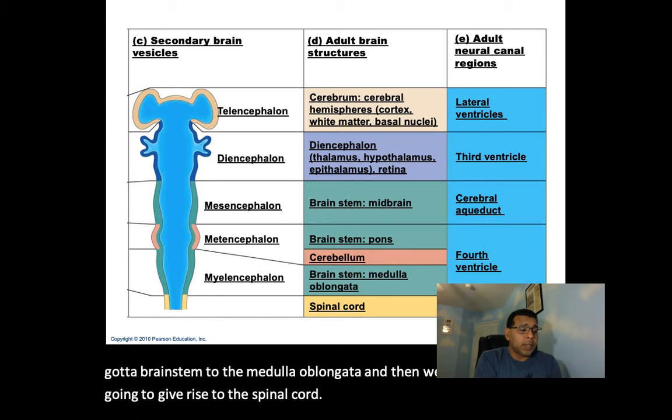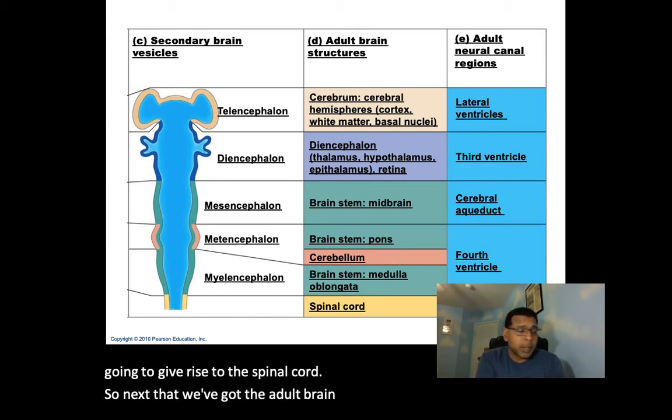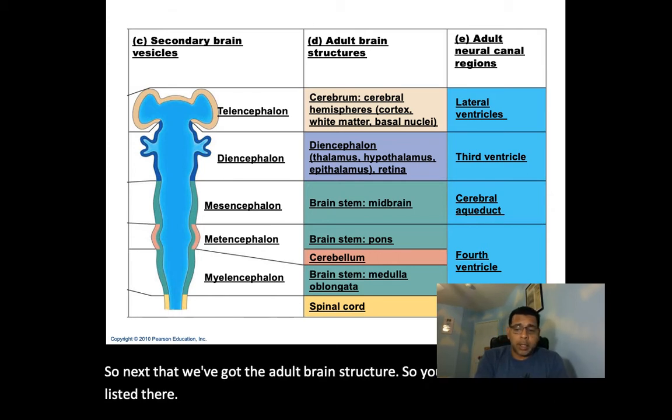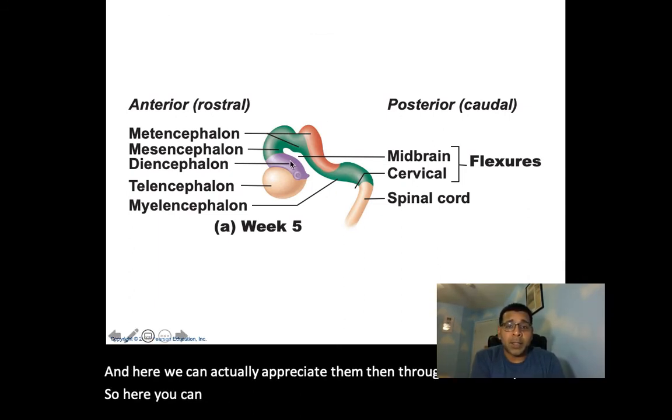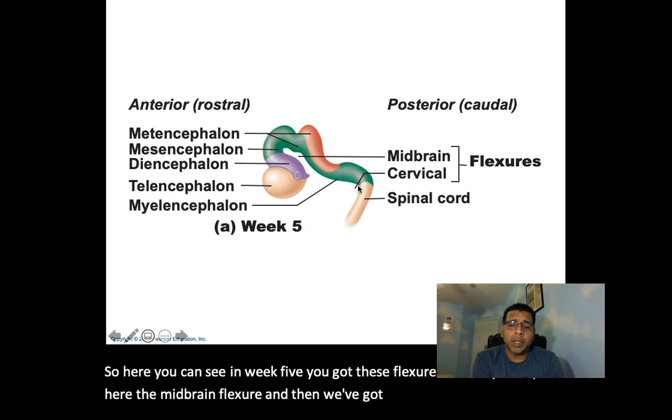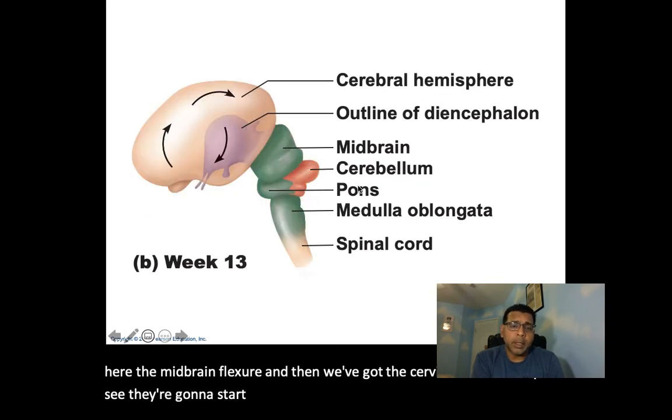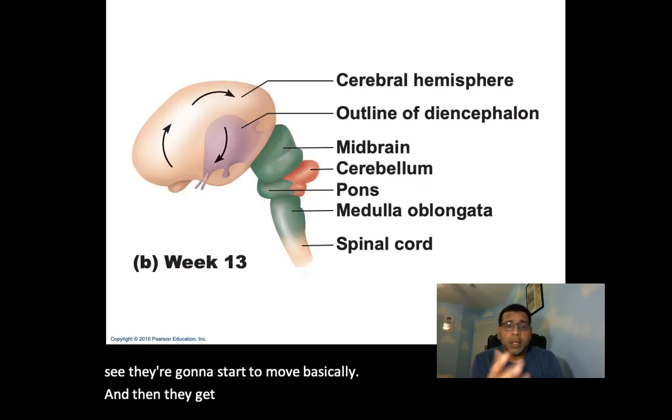So next up we've got the adult brain structures, so you can see all of them listed there. And here we can actually appreciate them throughout development. So here you can see in week 5 you've got these flexures, basically this space here, the midbrain flexure, and then here we've got the cervical flexure. And you'll see they're going to start to move basically. And then they eventually get fully occupied by brain parts and completely disappear.